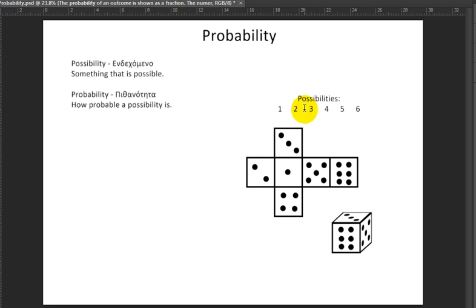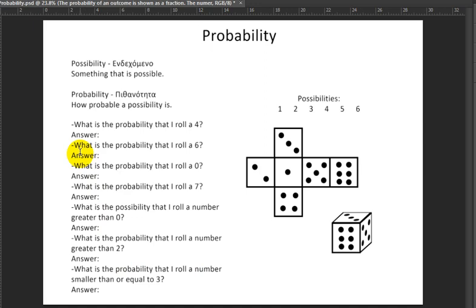When I roll a die, there are only 6 possibilities that we can get. We can get 1, 2, 3, 4, 5, or 6. There's nothing else really. There are no other possibilities. I'm going to get one of these 6 results. So let's say that someone gave us a die and they asked us the following questions, right? What is the possibility that I roll a 4?